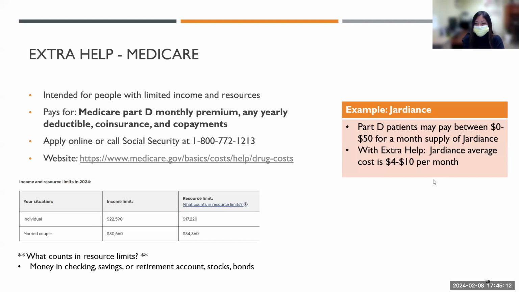And just as an example, you can actually see this example on the website. For example, Jardiance, we know that it's a brand name drug. It is expensive. And so Part D patients typically pay between $0 to $50 for a month's supply of Jardiance. So with Extra Help, the Jardiance coverage is an average cost of between $4 to $10 a month.